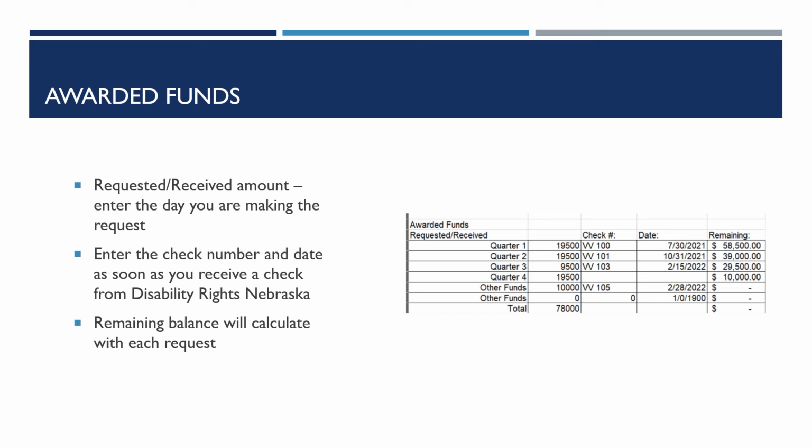Enter the amount you are requesting into the awarded funds requested received column. Then, when you receive the state funds, enter the check number and the date you received the check. Quarter 1, 2, 3, and 4 information will carry over to the next report. The remaining balance was added to the request form. This amount shows the amount still to be requested.